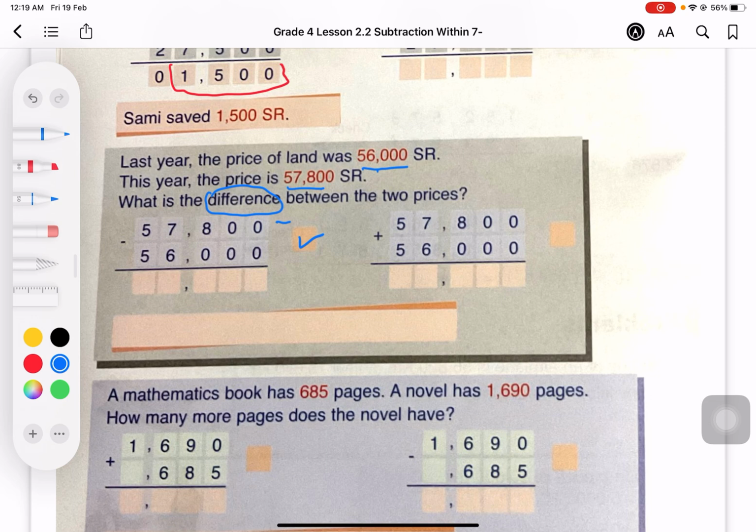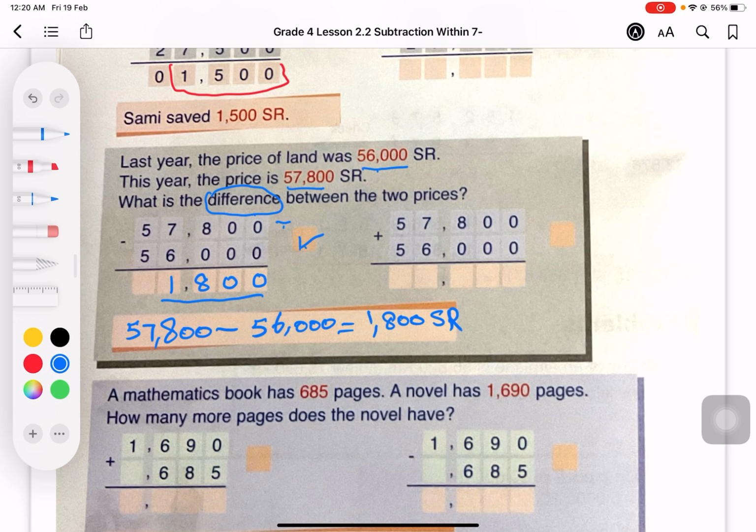Okay? Now let's subtract. The ones is 0, 0. The 8 will go down. 7 minus 6, 1. 5 minus 5. So look how much is the difference between the two prices. It is 1,800. This is vertical. I will write it horizontal: 57,800 minus 56,000, and the answer I will get is 1,800, and I will write riyal. So to know the difference, you need to subtract. So I will check this box.